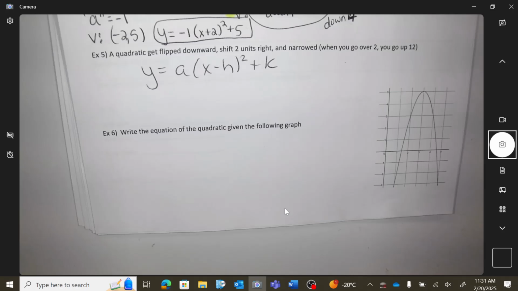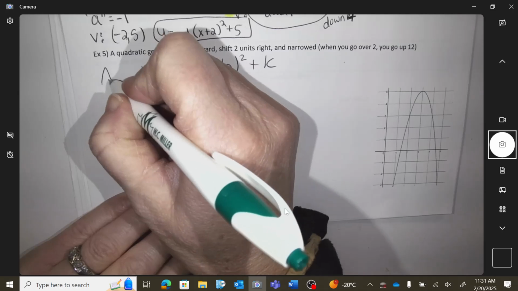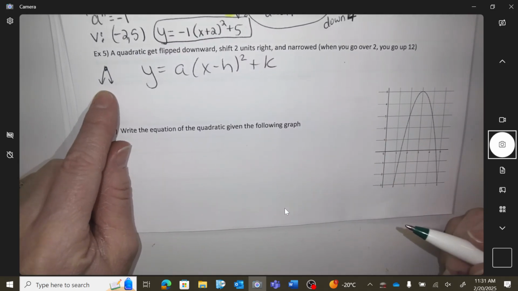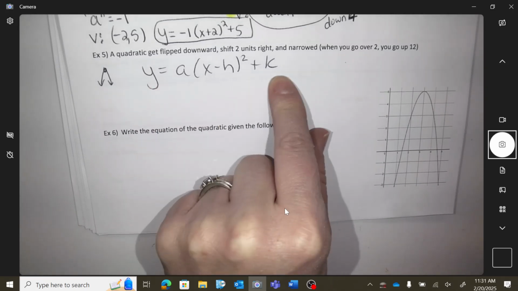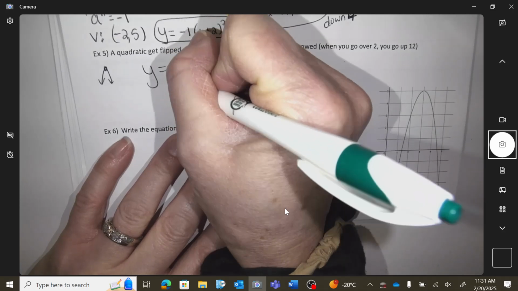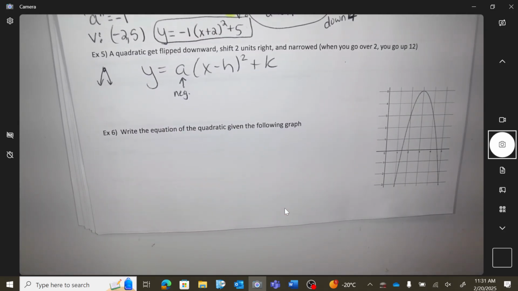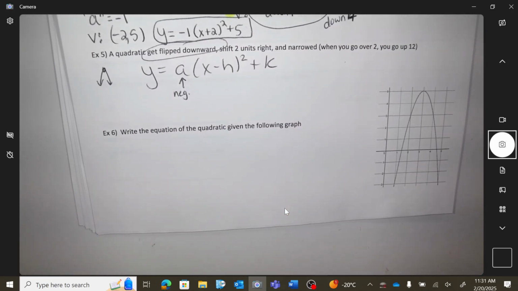Okay, so here we go. A quadratic gets flipped downward. So if I'm flipping downward, what's changing in this? I know that's going to have to be a negative value then, right? A, that's an A. Getting flipped, that's an A.